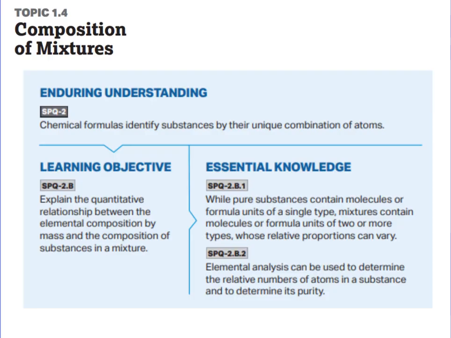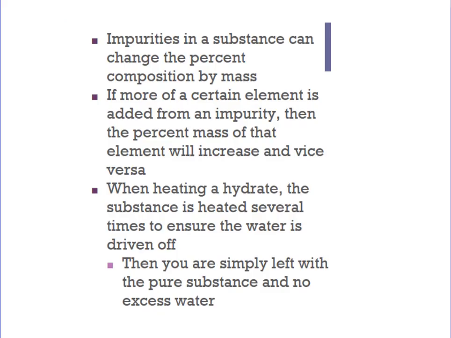You also need to be able to recognize mixtures and how we can use elemental analysis to determine if a substance is pure or not. Impurities in a substance can change the percent composition by mass. It can give you a greater percent by mass or smaller mass percent depending on the impurity's molar masses. If more of a certain element is added from an impurity, then the percent mass of that element will increase and vice versa.